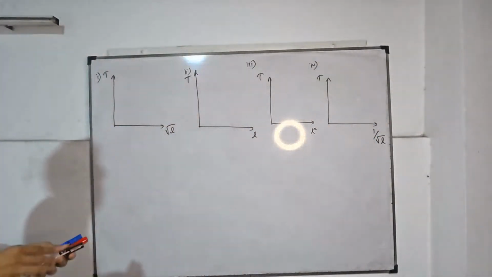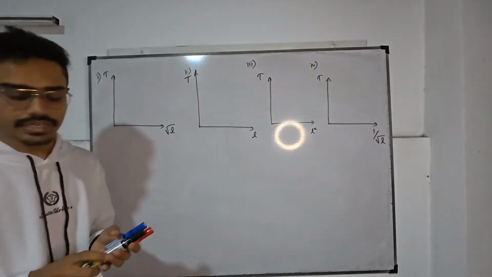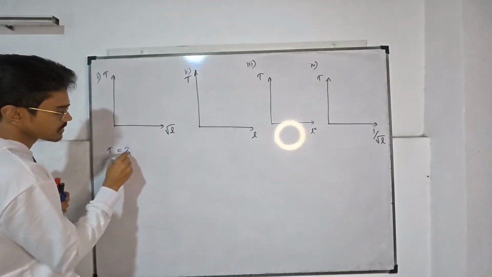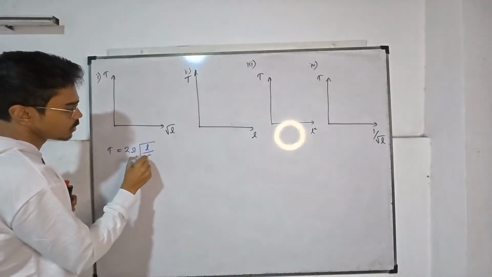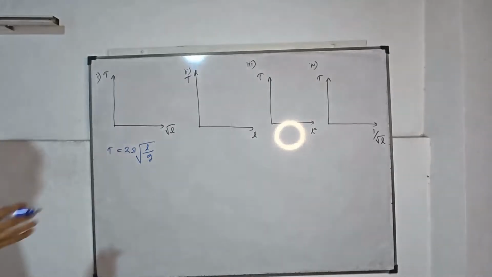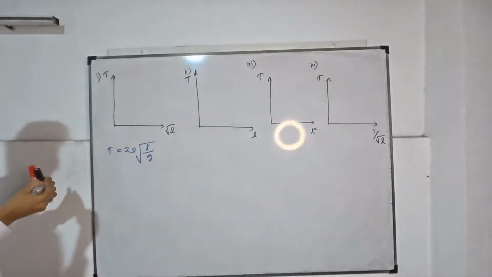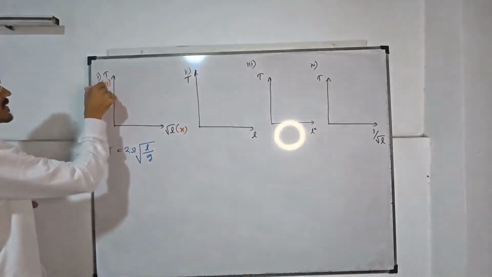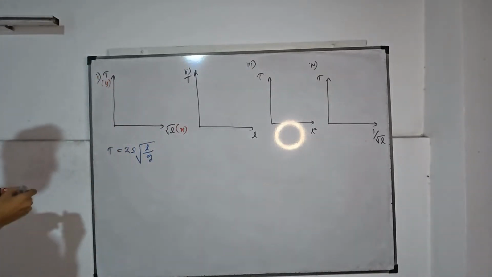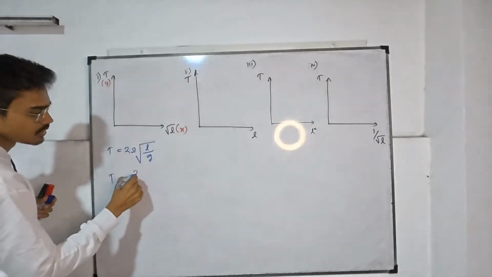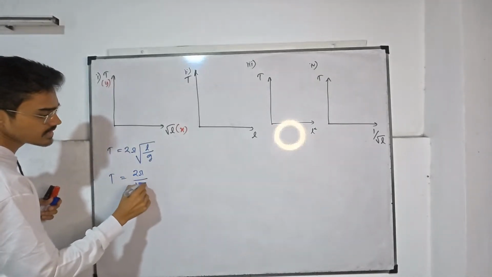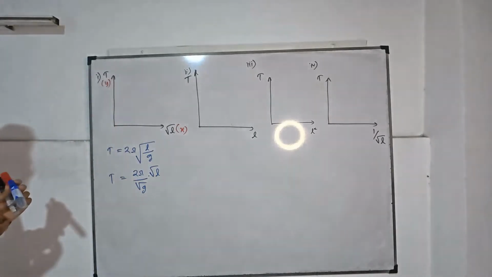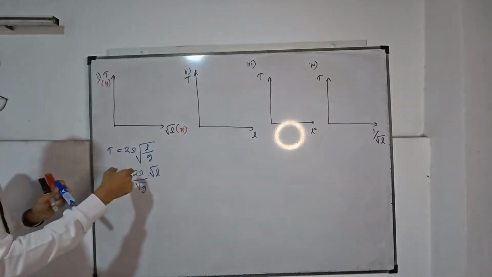Right. First one. T with root L. The equation I know is T equals 2π root L over g. Now if I split these terms and isolate x, this is going to be my x variable, and this is going to be my y variable. Now, T can be written as 2π over root g into root L.